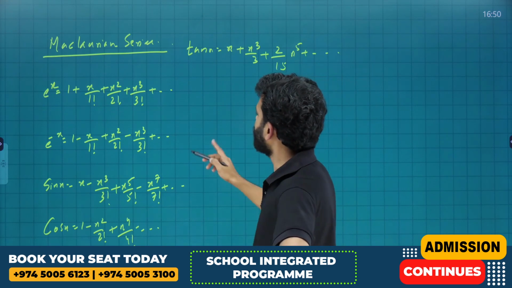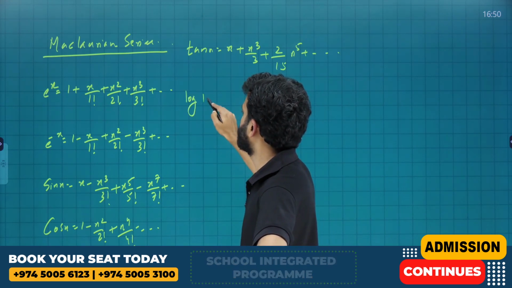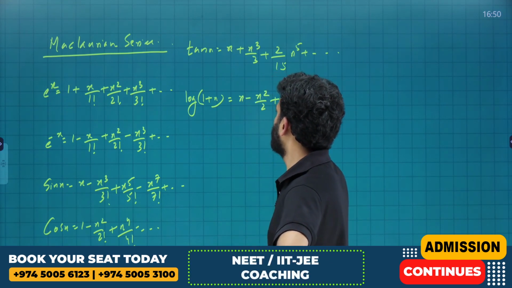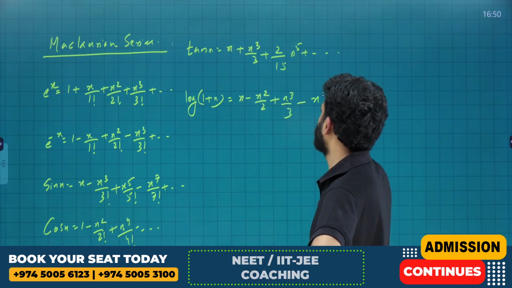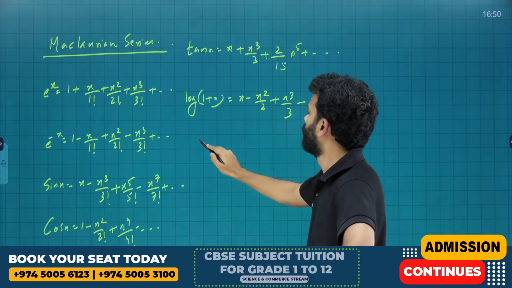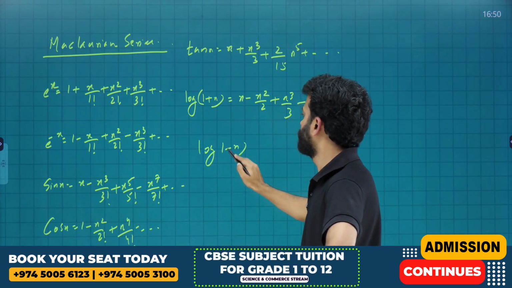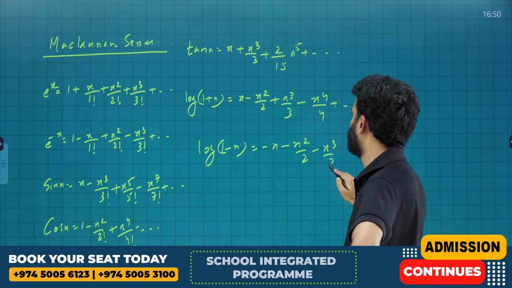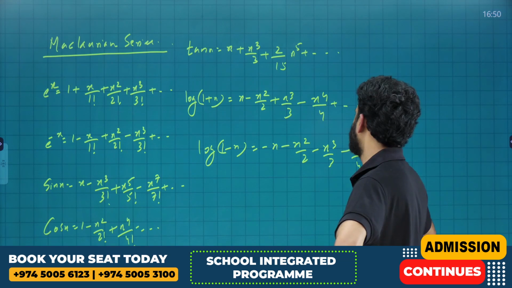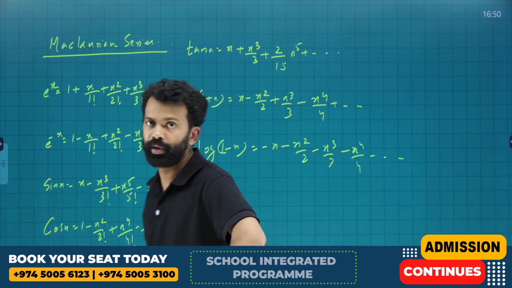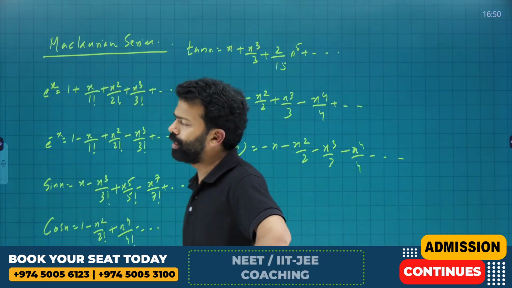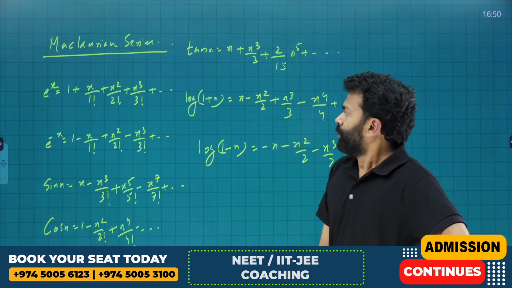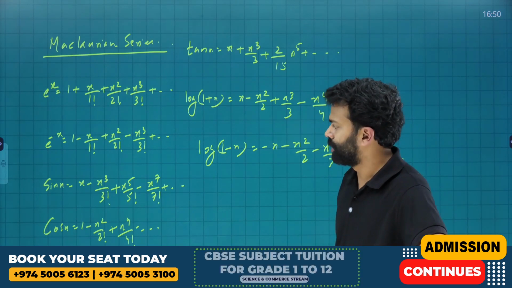Next one, log 1 plus x. What is log 1 plus x? It will be x minus x square by 2 plus x cube by 3 minus x raised to 4 by 4 plus etc. And what is log 1 minus x? It will be minus x square by 2 minus x cube by 3 minus x raised to 4 by 4 minus etc. So that is Maclaurin series. There is a general formula and definition for that, and we can discuss that in another session.